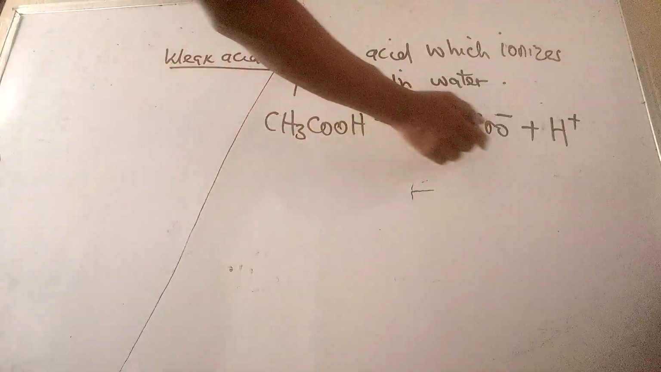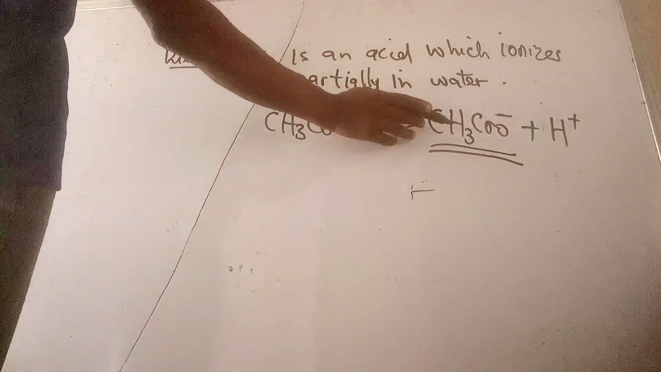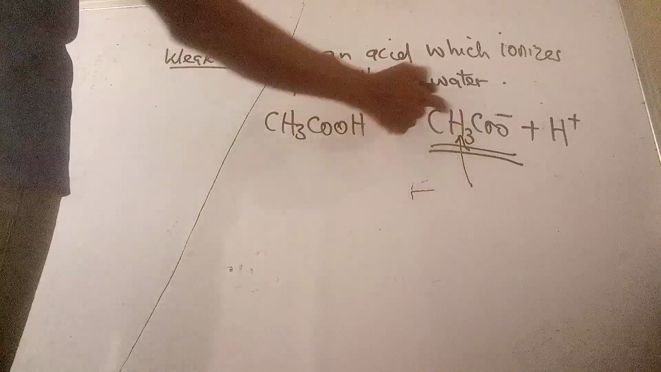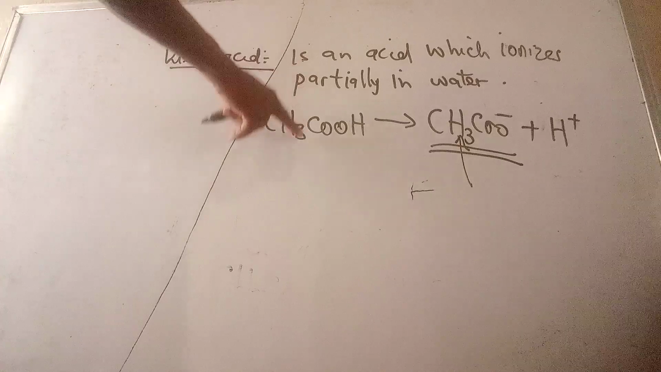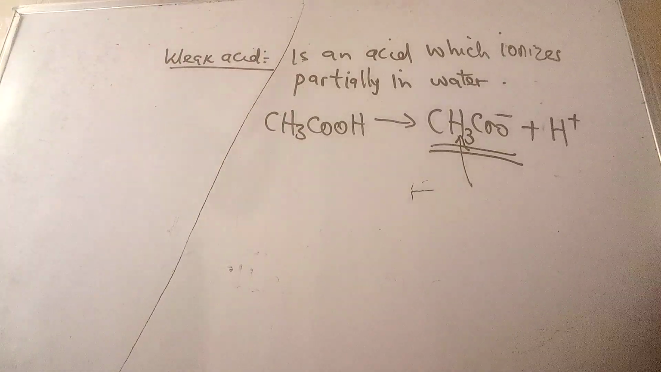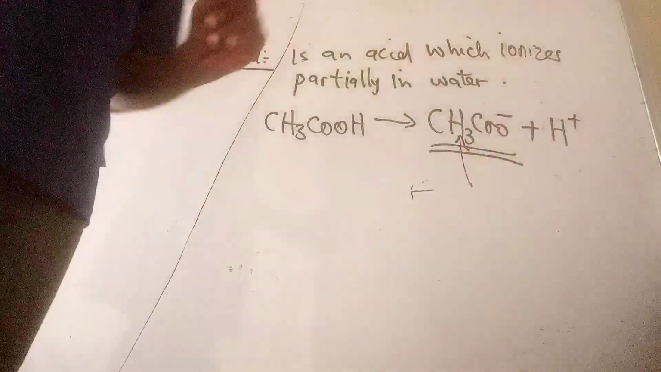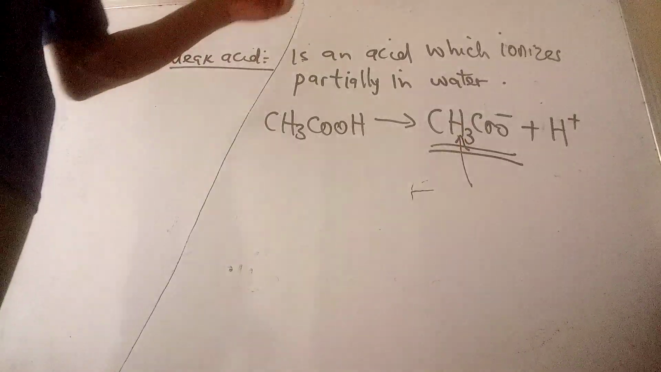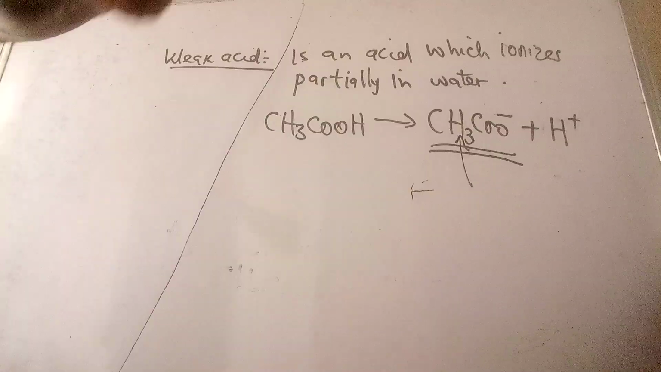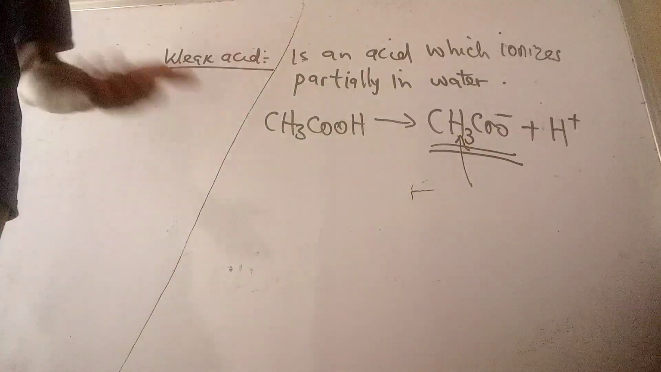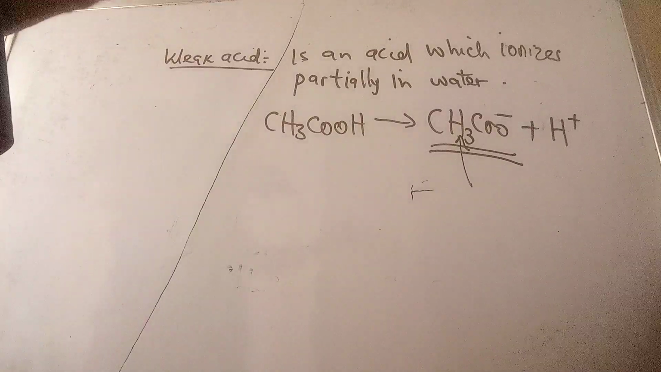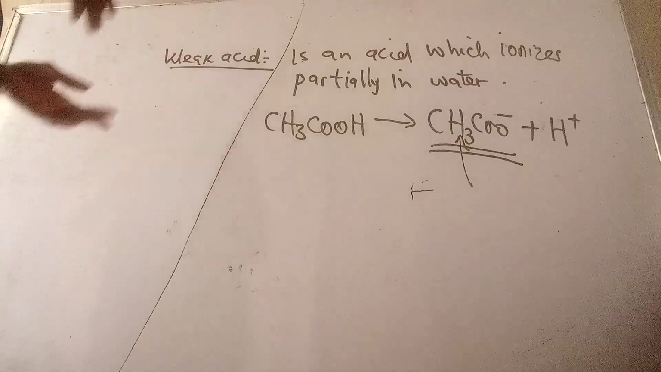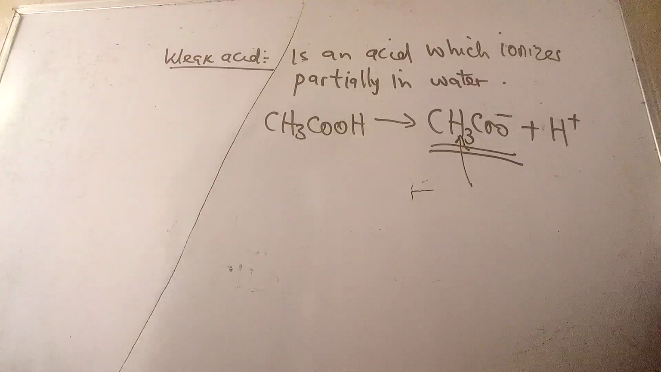You will notice that in the negative part, we still have hydrogen present there. That means these hydrogens are the ones that do not ionize, and that is what makes this acid a weak acid. As a result of that, there is a low concentration of hydrogen ion in a weak acid. Take note of that: low concentration of hydrogen ion. Why is there a high concentration of hydrogen ion in a strong acid? Because all the hydrogen ions are completely ionized, separated from the negative ion.